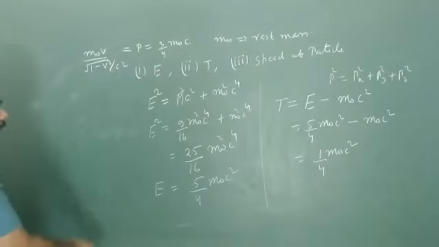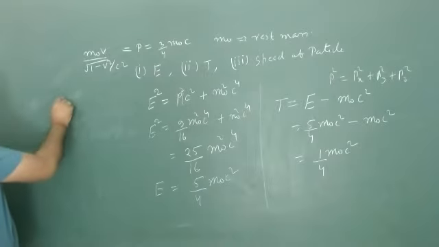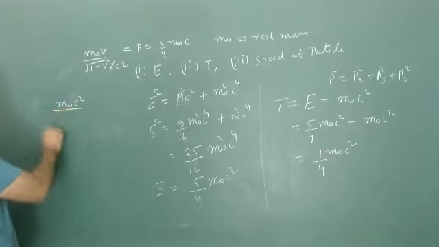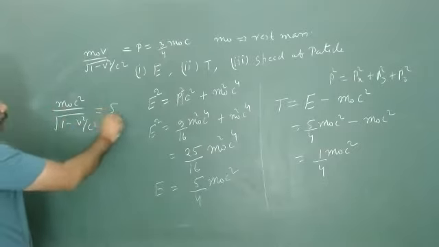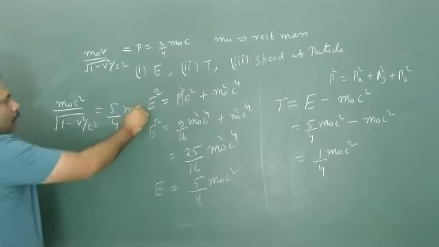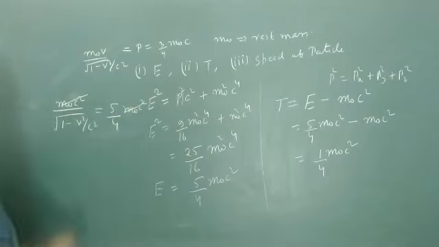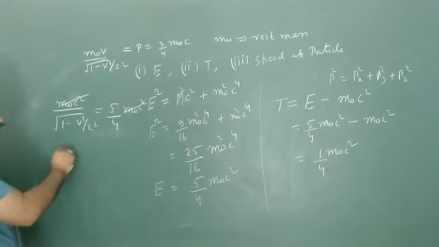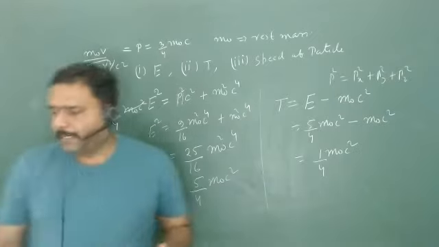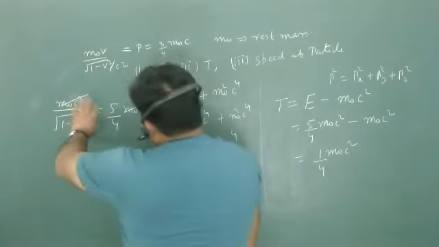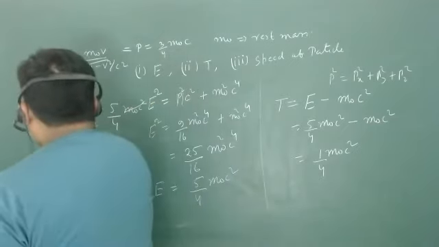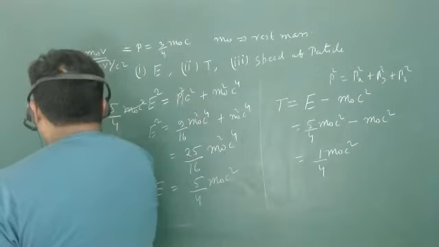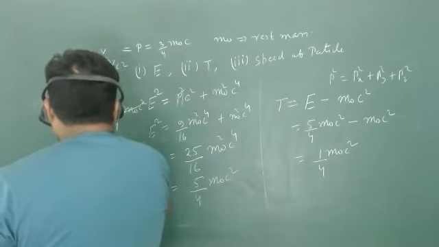Why? Just look here. E is equal to m naught c square over root under 1 minus v square upon c square. That will be 5 upon 4 m naught c square. So this thing will be cancelled. What I will do, I will just take the reverse of this, and then we will take the square. Then we have 1 minus v square upon c square is equal to 16 upon 25.